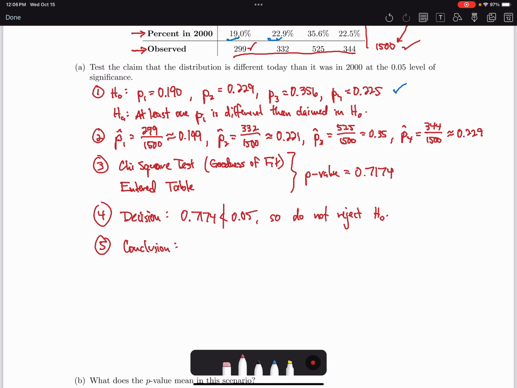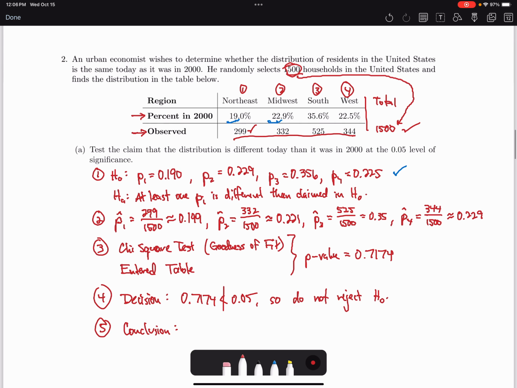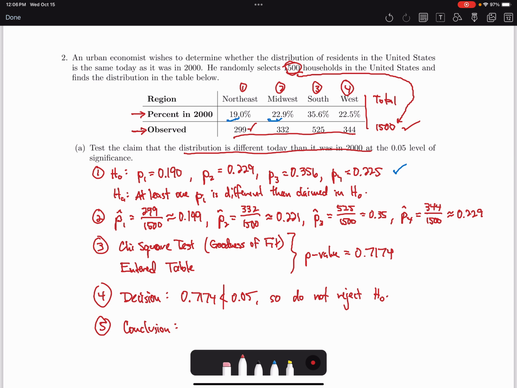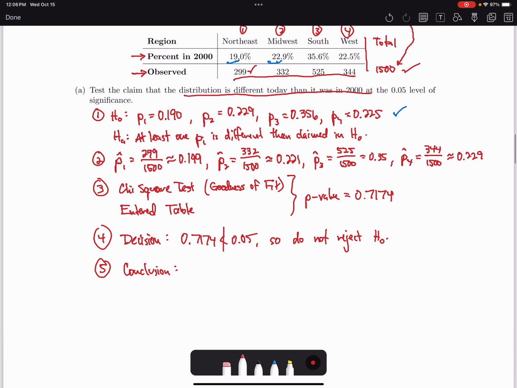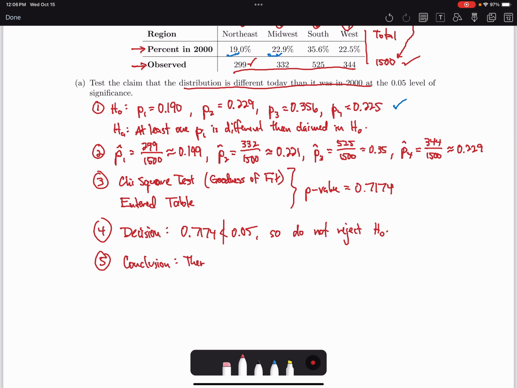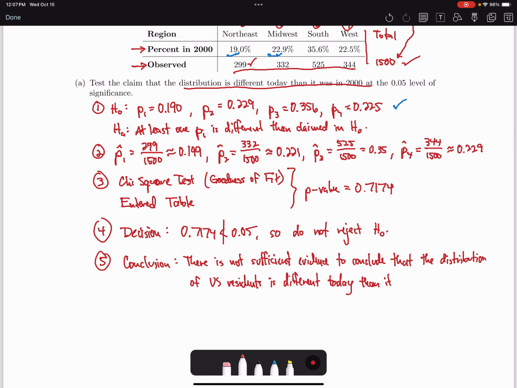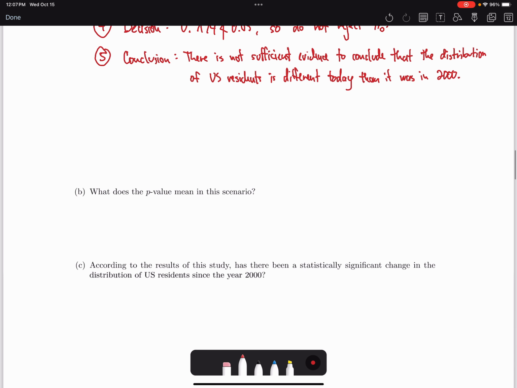And then we can go ahead and write down a conclusion. There's not sufficient evidence to say that the distribution is different today than it was in 2000. Okay, the distribution of what? Of residents in the United States. So there's not sufficient evidence to conclude that the distribution of U.S. residents is different today than it was in 2000. I'm sure we have some follow-up questions.